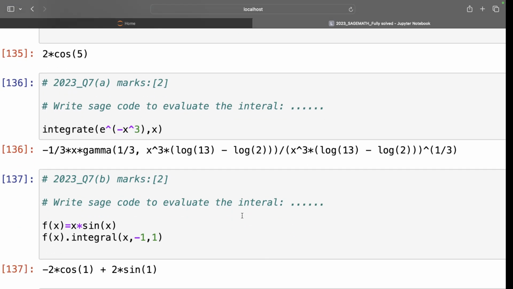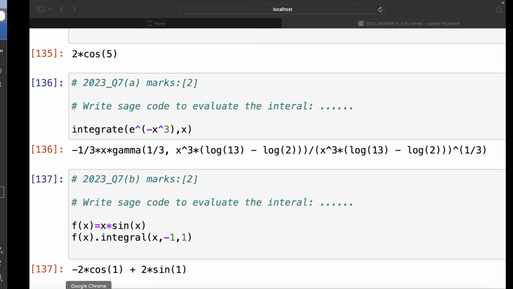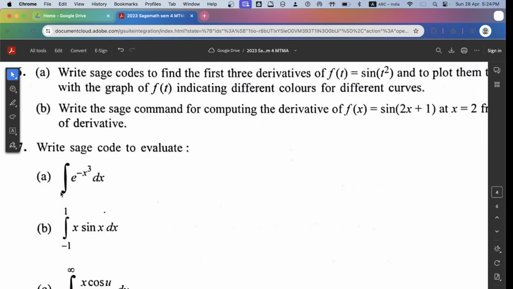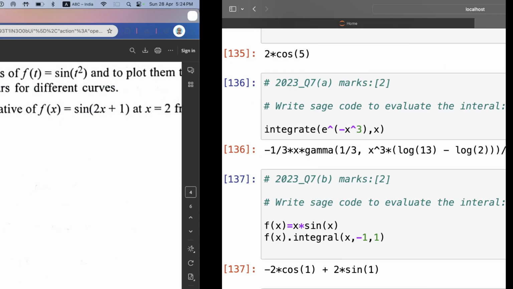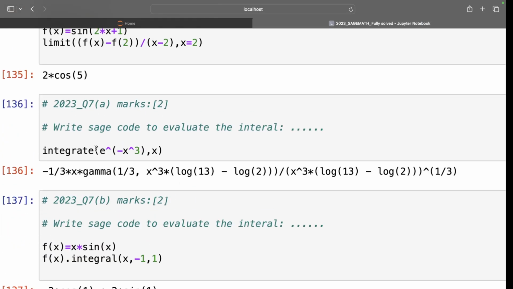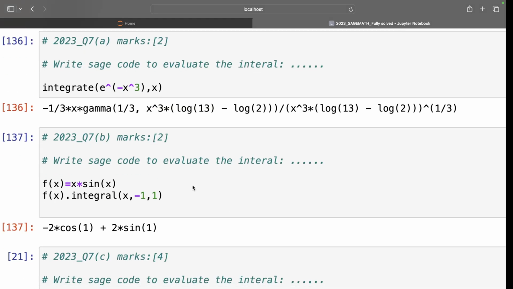Question 7a. Write Sage code to evaluate the integral this. 7a, question 7a. Integration e to the power minus x cube dx. Integration, and this is the integrate within brackets e to the power minus x to the power 3 comma x. And the output is this. The gamma function is there. You can find the numerical approximation.